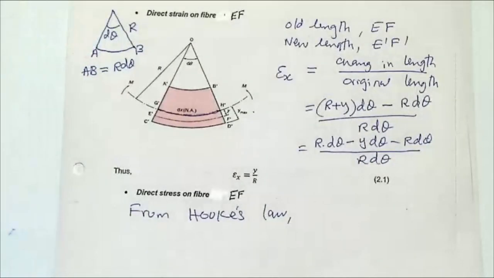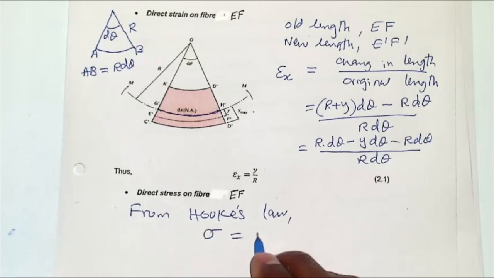We know from first year one-dimensional Hooke's law that you've done that sigma equals Young's modulus times strain.